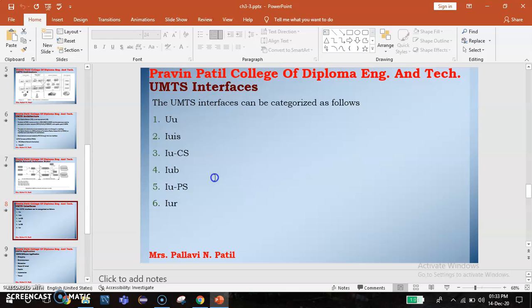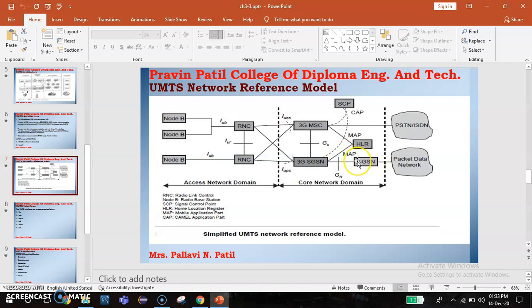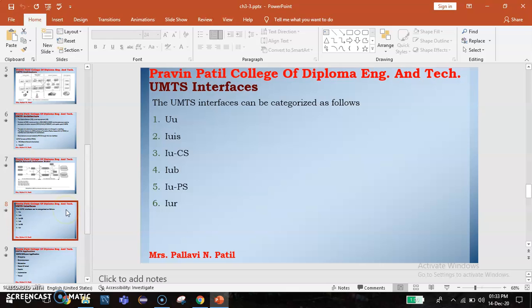Iu-CS. This is the circuit switch connection for carrying voice traffic and signaling between the UTRAN and the core voice network. The main signaling protocol used is the Radio Access Network Application Part, RANAP. The equivalent interface in the GSM and GPRS network is the A interface. The next is the Iub.